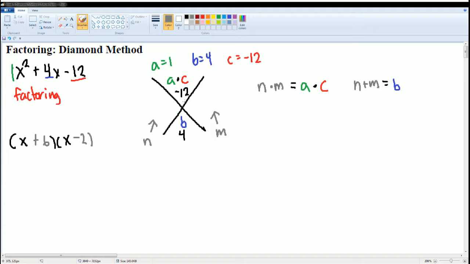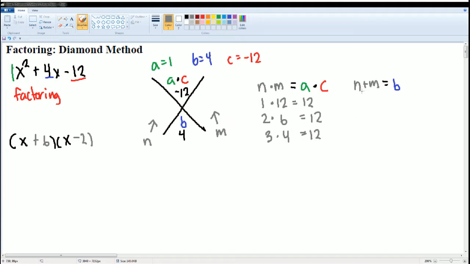How do I make the number 12? Ignore the negative for right now. You could pick the numbers 1 and 12. That will get you 12. You can get 2 and 6. That will get you 12. And you could pick the numbers 4 and 3. I can write it as 3, 4. 3 times 4 gets you 12. Okay? Ignore the negative for right now.